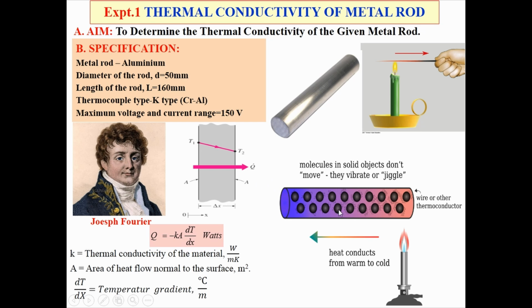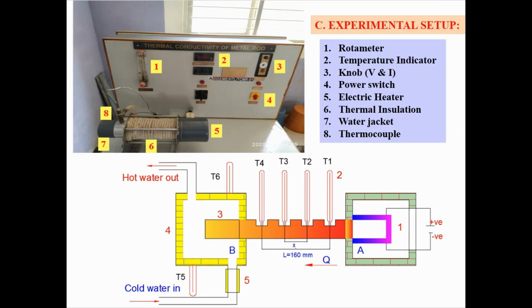What is conduction heat transfer? You can see here. Conduction heat transfer is a mode of heat transfer where the heat transfer takes place from the high temperature region to the low temperature region, where the molecules or atoms are at rest. They will not move, but they may vibrate, but they will not alter their position. If the heat transfer takes place in such cases, that type of heat transfer we call conduction heat transfer. Now this is our experimental setup.